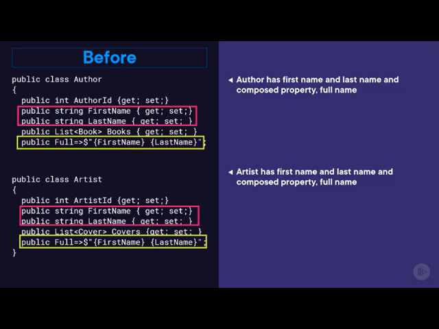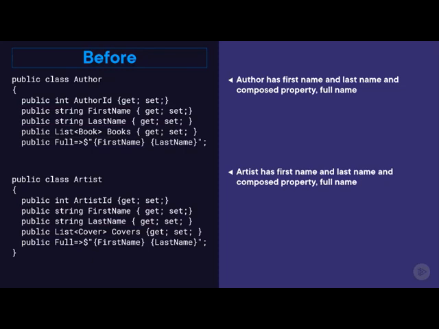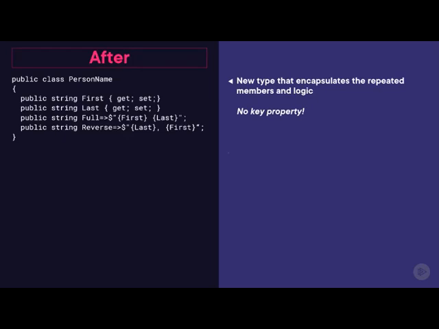As I think of more and more great things I might want to do with name, then I have to return to every class in my model that has a first and last name and keep adding these new properties and methods. So rather than having to do that, we can combine all of them into their own type. Here's the example, person name.